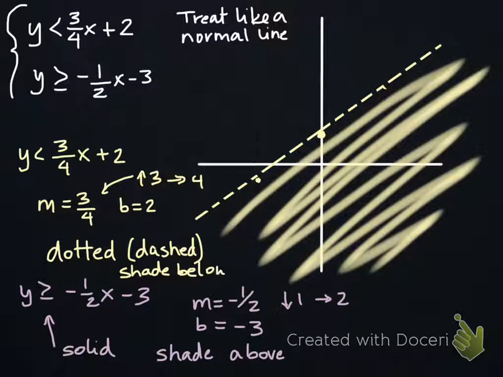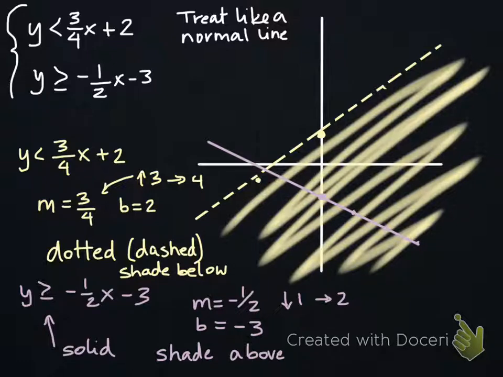So we have a lot of information from the one equation. We have whether the line's solid or dotted, we have where we're shading, we have our slope, and we have our intercept. So now we just got to put this all together on the graph. Okay, so I've drawn this in. The only thing I don't have in there is the shading. So let me go ahead and shade that.